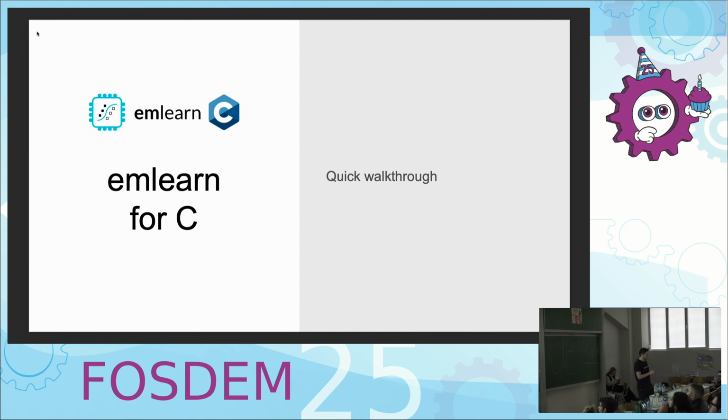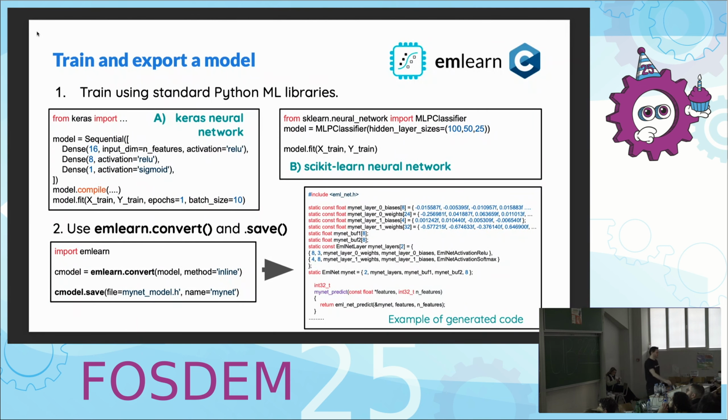So emlearn has this C library. That's the easiest way to deploy on the vast majority of devices because C is the most common. And you train the model using the standard Python ML libraries, for example, Keras or scikit-learn. And yeah, we support a selection of different models there. Then you use the emlearn library with this convert function to convert it into an efficient model.